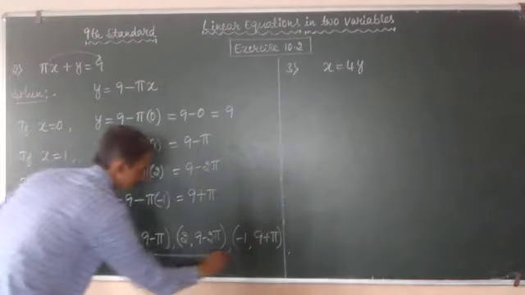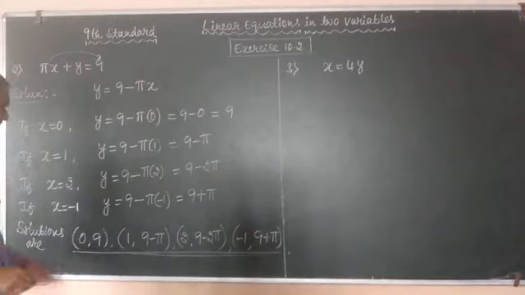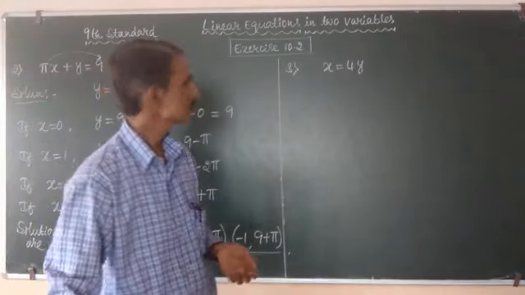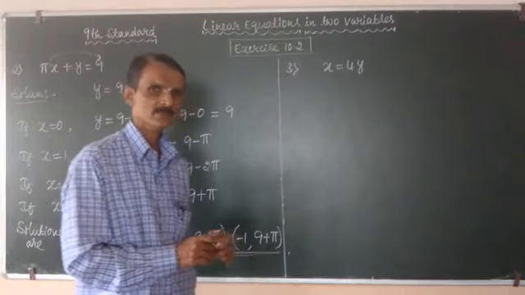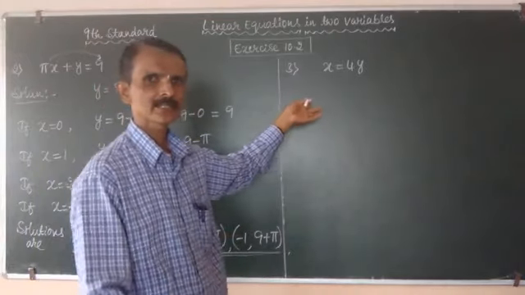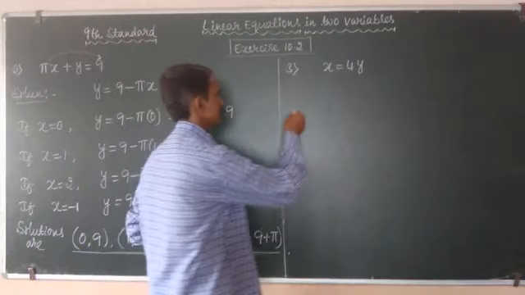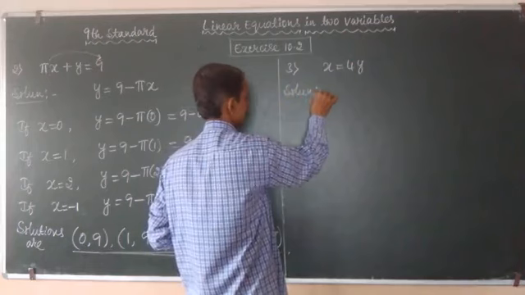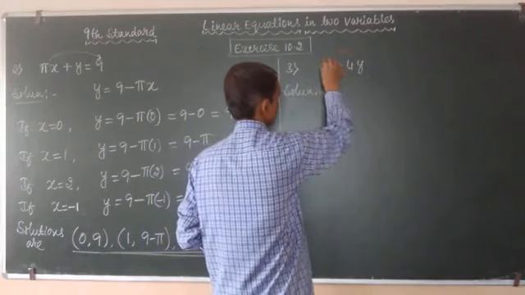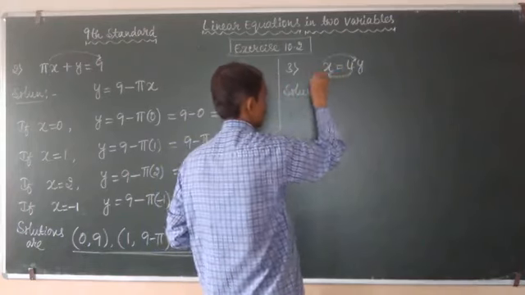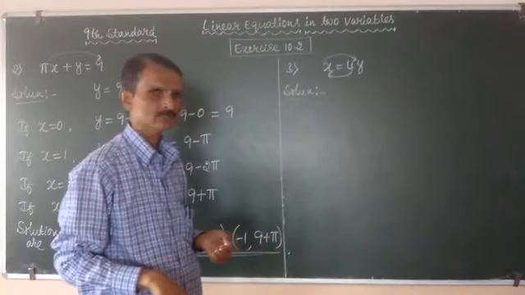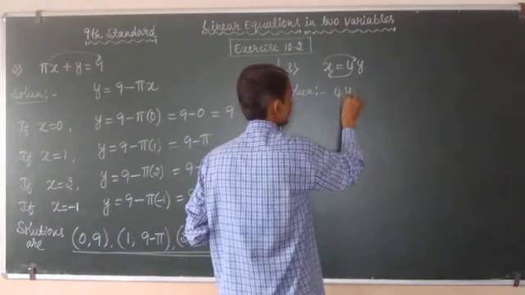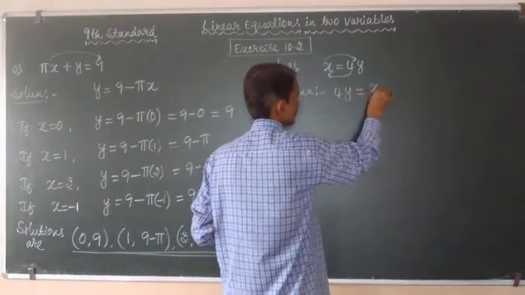So these are the four solutions of the given linear equation. Now we will see the next problem. That is x equals 4y. I will write this by rearranging: I will interchange the left hand side to the right hand side and the right hand side to the left hand side. We got 4y equals x.